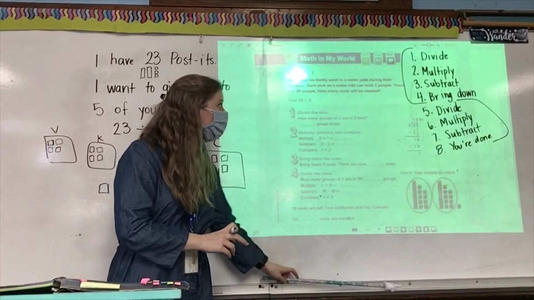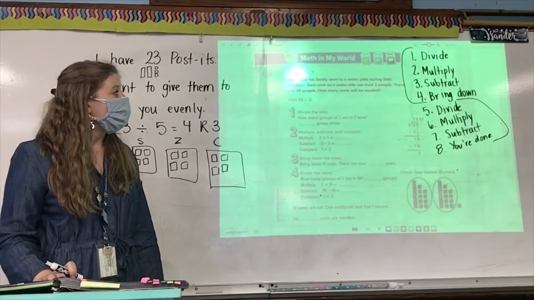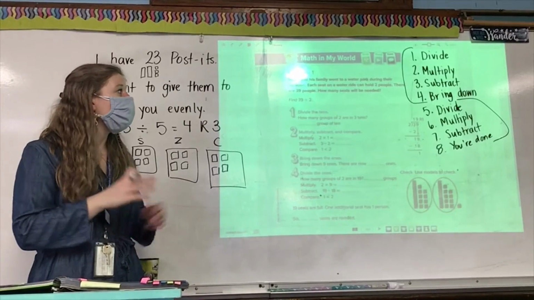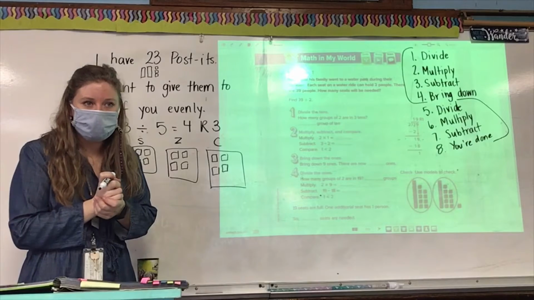Nolan and his family went to a water park during their vacation. Each seat on a water ride can hold 2 people. There are 39 people. How many seats will be needed?